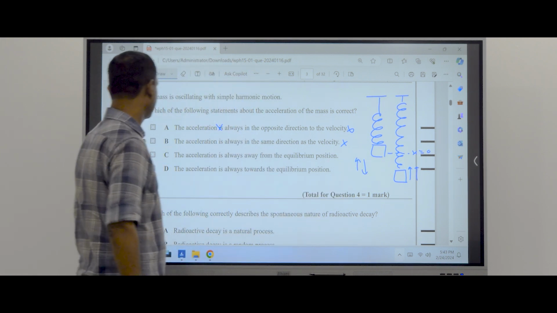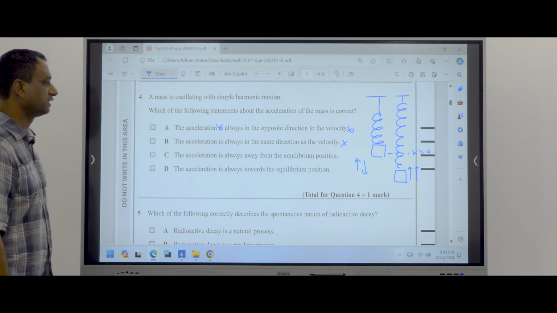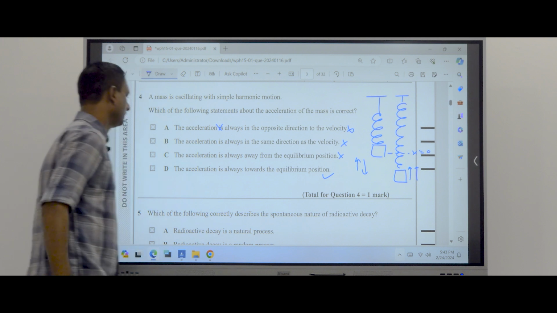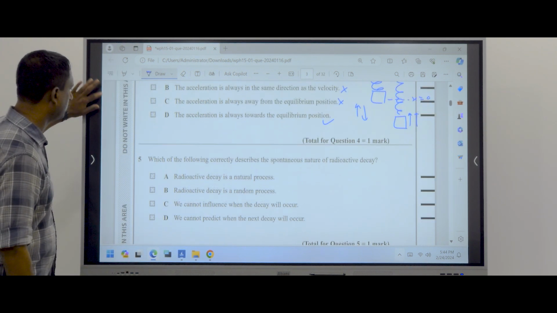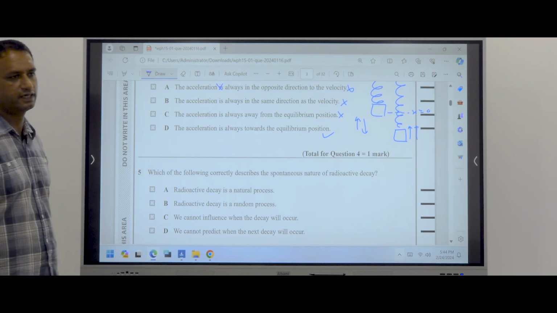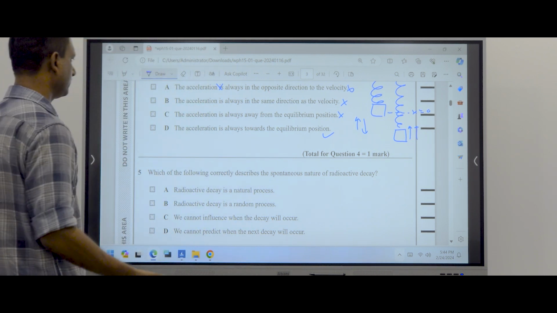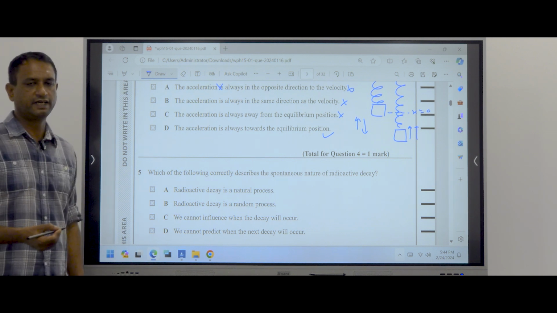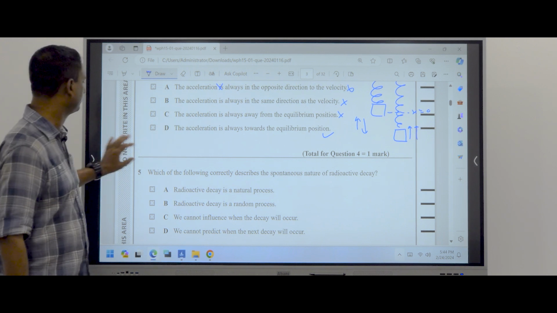The acceleration is always away from the equilibrium. No, acceleration is always towards the equilibrium point. It is the correct answer. It is in the definition, acceleration is directed towards the equilibrium point. Or you can say in the definition, acceleration is always opposite in direction to displacement. Opposite in direction to displacement is correct, but velocity is wrong.